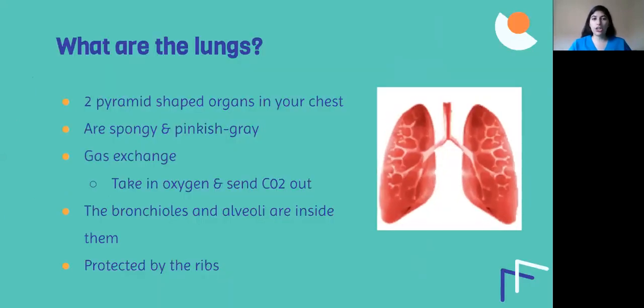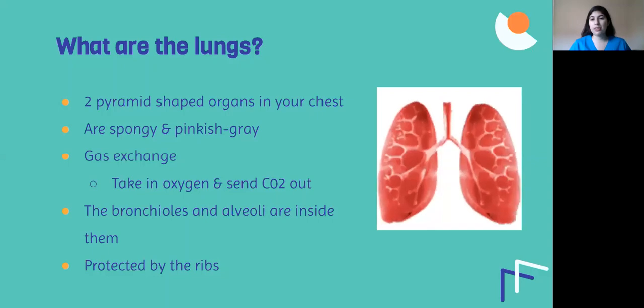The lungs are 2 pyramid-shaped organs inside your chest. Pyramid shape is basically the best way to describe them, as you can see here on the right-hand side. They aren't really any specific shape, but that's the closest it gets. These lungs, there are 2 of them, are protected by the ribs, which are the bones here in your chest. The lungs are very spongy, elastic and stretchy. Their color is pinkish grayish, depending on where you're looking at it.